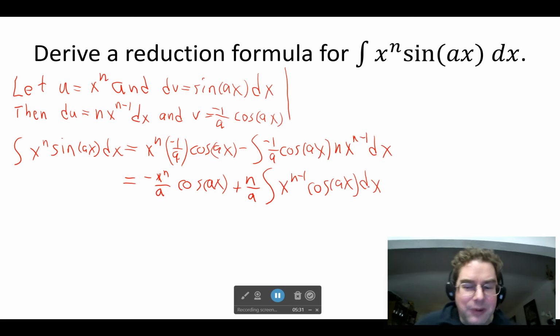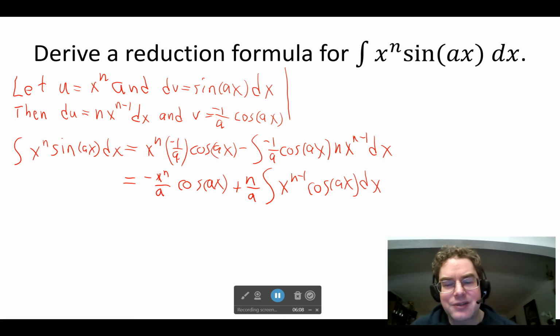Okay, now you say, well, great, we reduced the power of x that we're dealing with, and that is definitely one of the goals. And the integral looks kind of like the original, but actually it's not exactly like the original because now we've got cosine in there instead of sine. So really, this would not be considered yet final proper form for a reduction formula. So we got to keep going. We got to actually take this another step if we really want to get something that would be considered a bona fide reduction formula. So let's do it again.